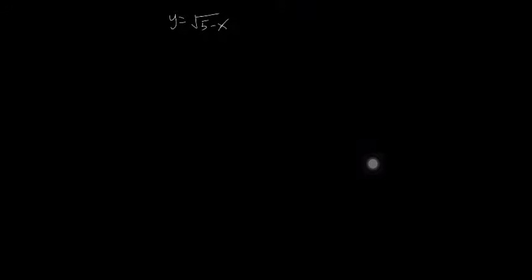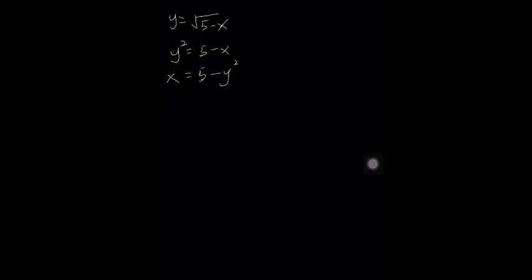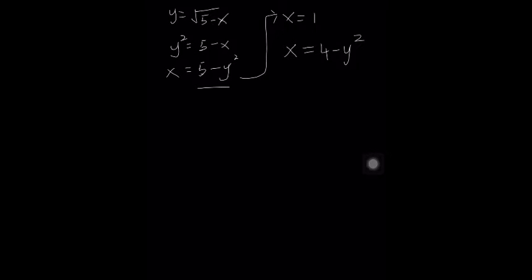Firstly, we change this equation from y to x. So it will be x equals 5 minus y squared. After that, we subtract this to x1. It will be x squared, 4 minus y squared. Using the formula, we can solve it. Remember, for the x-axis, we use y. Next, we solve this equation.